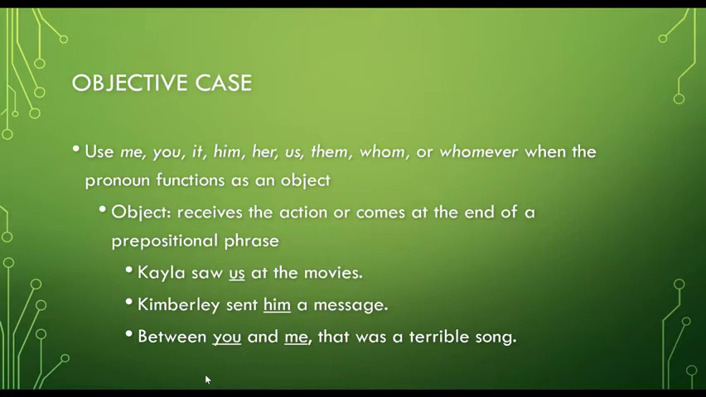"Kimberly sent him." I see "sent" in the sentence. That's our verb. Kimberly is the one that sent, so I know Kimberly is the subject. And him, because it's receiving the action, is our object, and it's going to be him instead of he. "Between you and me, that was a terrible song." Me is at the end of a prepositional phrase. It's also not performing the action of the sentence, so we know it's not the subject, but we know that it is an object because it is at the end of a prepositional phrase.